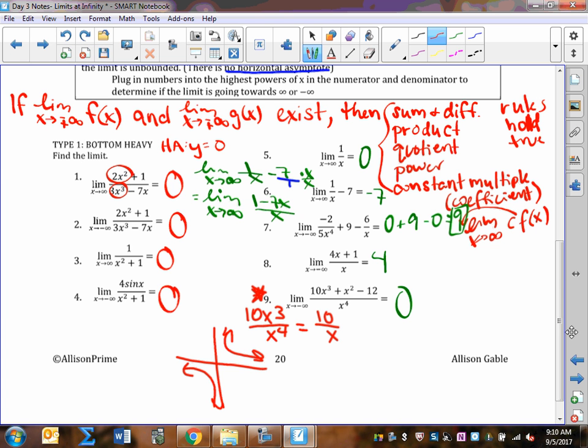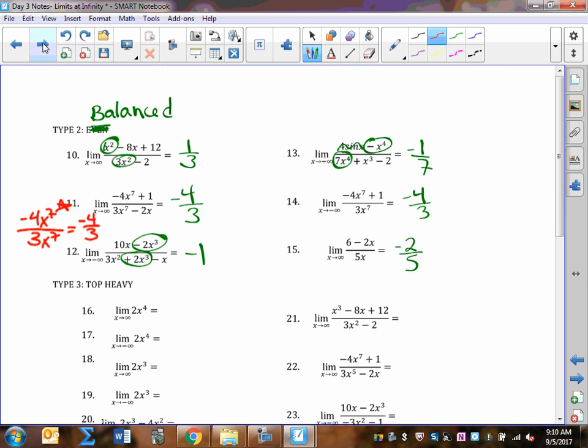So for number 1, my ends would be similar to 2 over 3x. Number 5, or number 6, no, that's not together, let's take another one. Number 3 here, my ends would be similar to the graph of 1 over x squared. Number 14 here, my ends would be similar to the graph of negative 4 over 3.